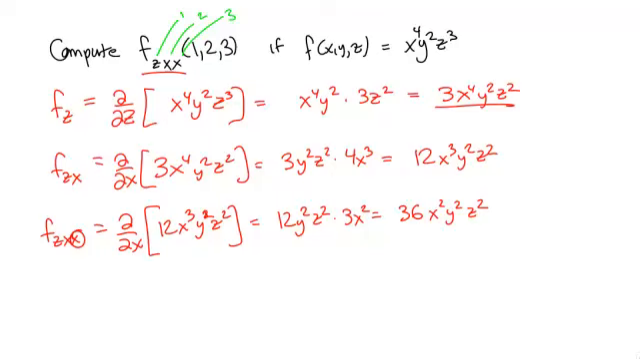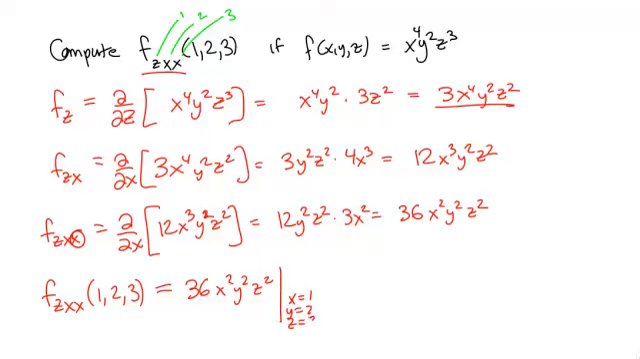Finally, to do f sub zxx evaluated at the point 1, 2, 3, we'll take our function 36x squared y squared z squared, and we'll plug in x equals 1, y equals 2, z equals 3 to get 36 times 1 squared times 2 squared times 3 squared. 1,296. And so there's our final answer.